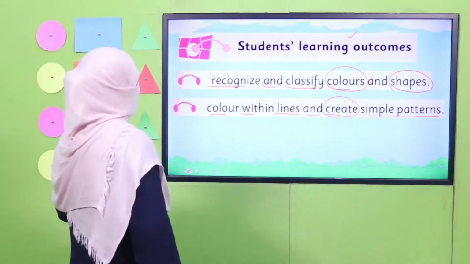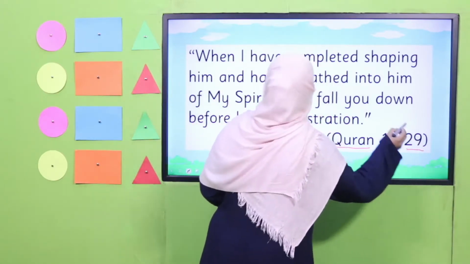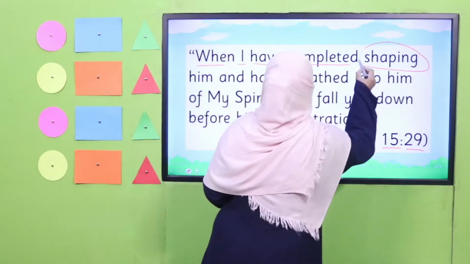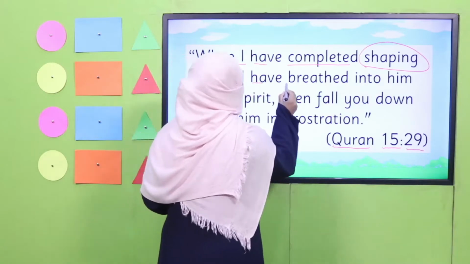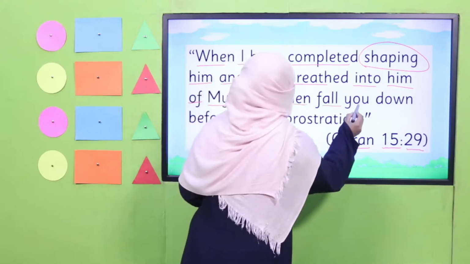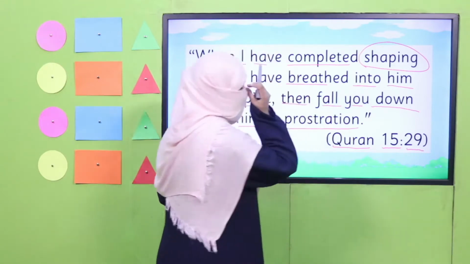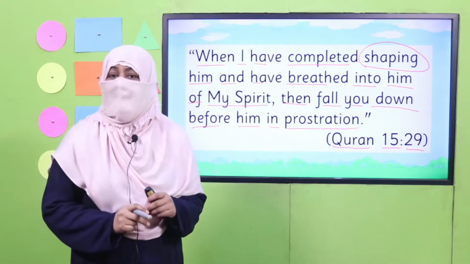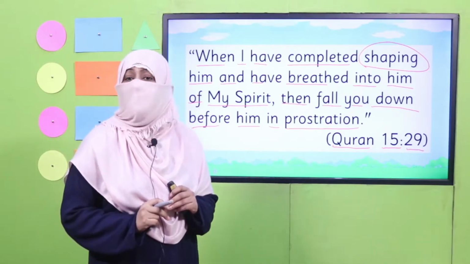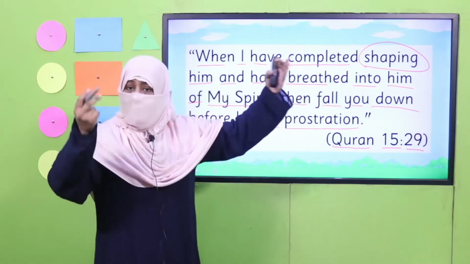So my dear children, let's start with the name of Allah subhanahu wa ta'ala. Allah says in Quran, Surah 15, verse 29, when I have completed shaping him and have breathed into him of my spirit, then fall you down before him in prostration. Yes, my dear children. This verse is about the creation of Prophet Adam alayhi salam. And what Allah is saying to angels, when I have completed shaping, so look at yourself.